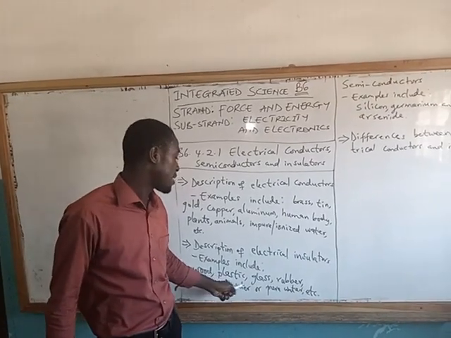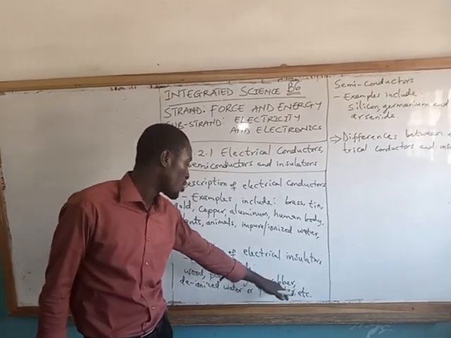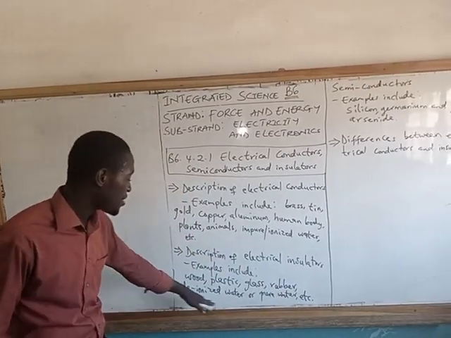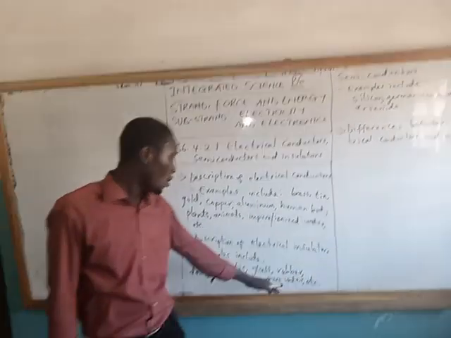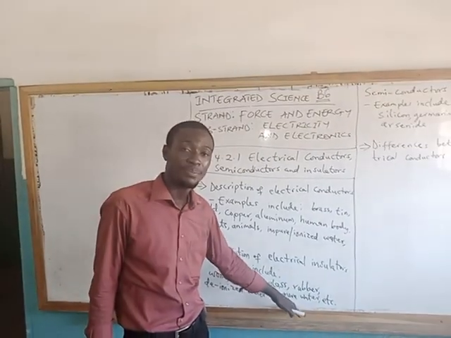We also have plastic. We also have glass. We also have rubber. We also have deionized water. That means water without any ions, or we can say pure water.